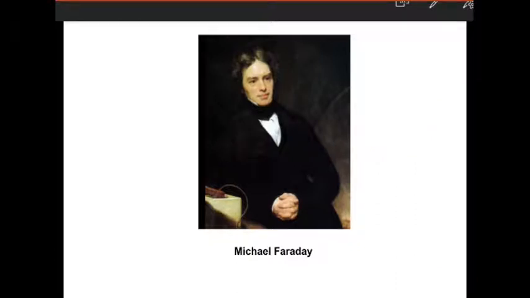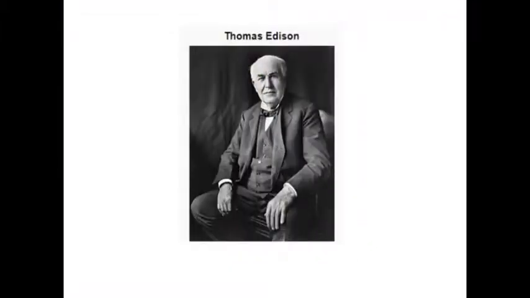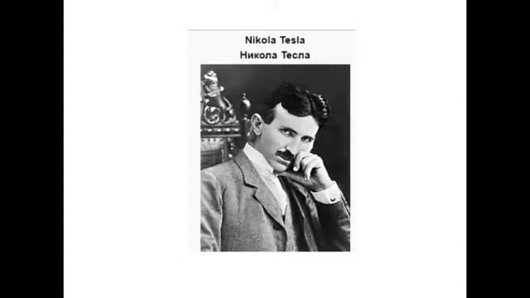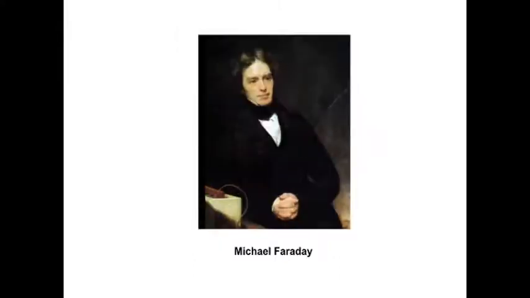I will show the picture of the great scientist Thomas Alva Edison, who had many discoveries in his name. He is especially well known for the discovery of the electric bulb. And here is a picture of Nikola Tesla. So these are the three great scientists who played the major role in discovering the electricity that we use today. Once again, I will repeat: Nikola Tesla, Thomas Edison, and Michael Faraday played a vital role in discovering the electricity that we use in this modern world.